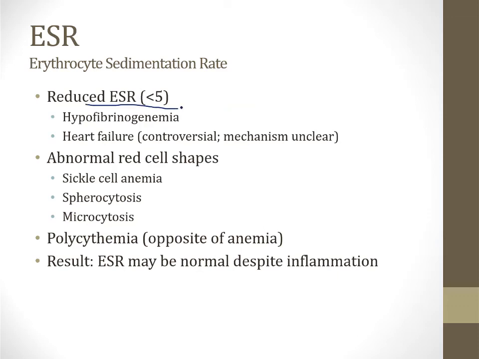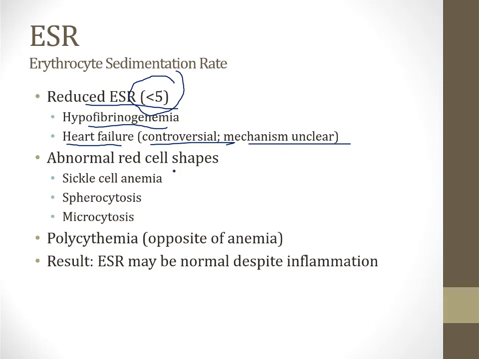Remember, normal is less than 30, but very low, like less than 5, is unusual. This can happen if there's a low level of fibrinogen in the serum. Remember, fibrinogen is one of the things that generates the SED rate and causes red cells to stick together and to sediment down to the bottom of the tube. Heart failure is also often listed as a cause of a low ESR, although this is controversial. It's not clear this definitely happens, and the mechanism of a reduced ESR in heart failure is unclear.